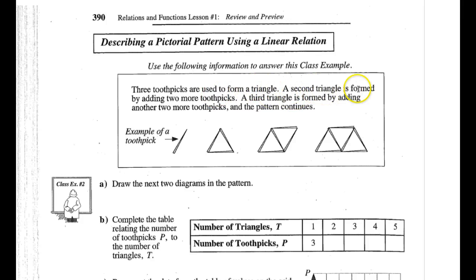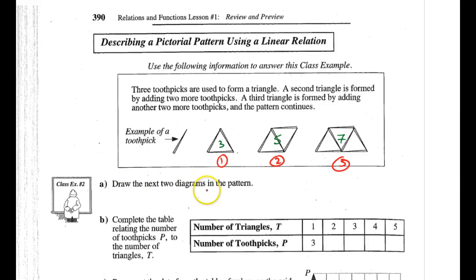A second triangle is formed by adding 2 more toothpicks. A third triangle is formed by adding another 2 toothpicks. So the first diagram here has 3 toothpicks. The second diagram has 1, 2, 3, 4, 5 toothpicks. This one has 7 toothpicks. This has 1 triangle, 2 triangles, 3 triangles. So for every triangle that we get, we have 2 more toothpicks.